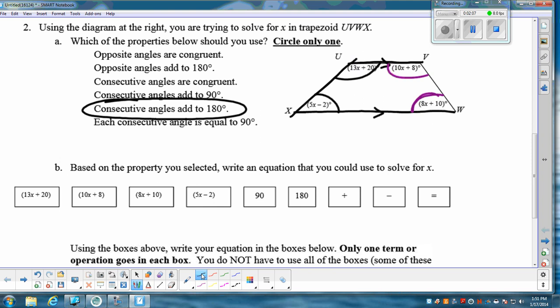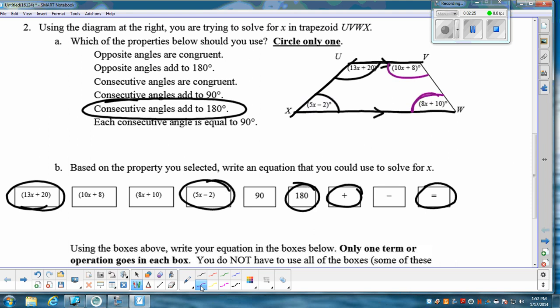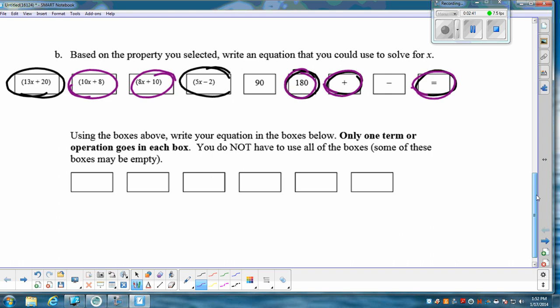So if we look at 2b, we have to, based on the property, write an equation. Well, if we look at our two angles we circled in black, we know the 13x plus 20 plus 5x minus 2 has to equal 180 degrees. If we look at the ones in purple, 10x plus 8 plus 8x plus 10 has to equal 180. Again, you only need one pair. You don't need both of them.